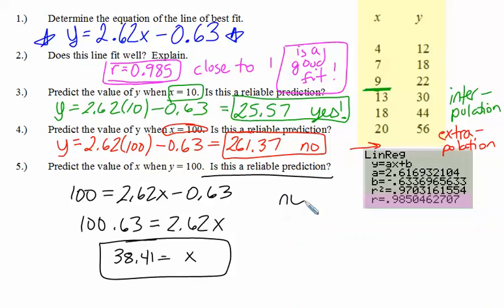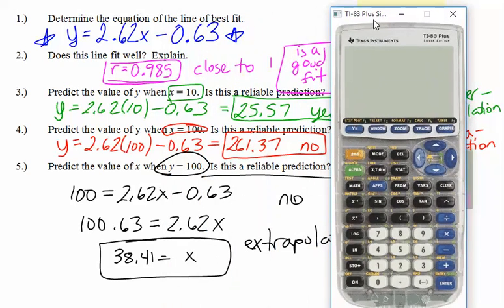Now for problem number 5, it also asks, is this reliable? And the answer here is going to be no, because that y value, y equals 100, is way beyond the y values in the table. So again, that would be the extrapolation. And when you're making a prediction that's way beyond the values you have, while it is a prediction, it might not be particularly reliable.